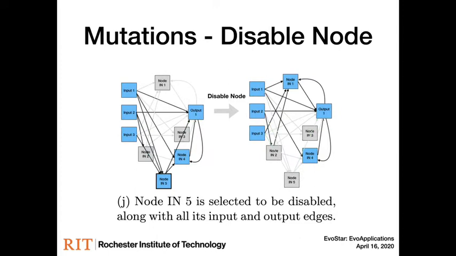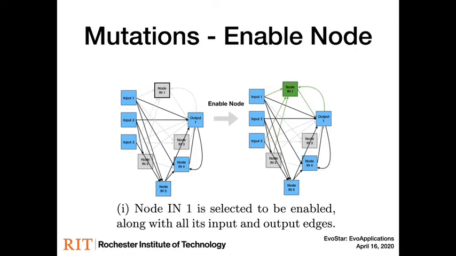Okay. Then we have a disable node operation, which just disables a node and all of its incoming and outgoing edges. And finally, we have an enable node operation, which will find a disabled node and enable it along with all of its incoming and outgoing edges.